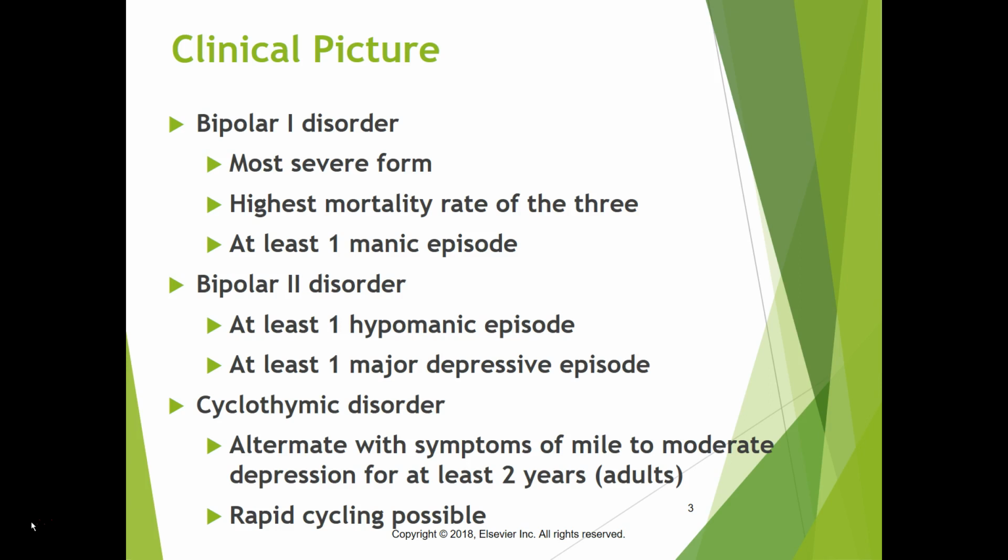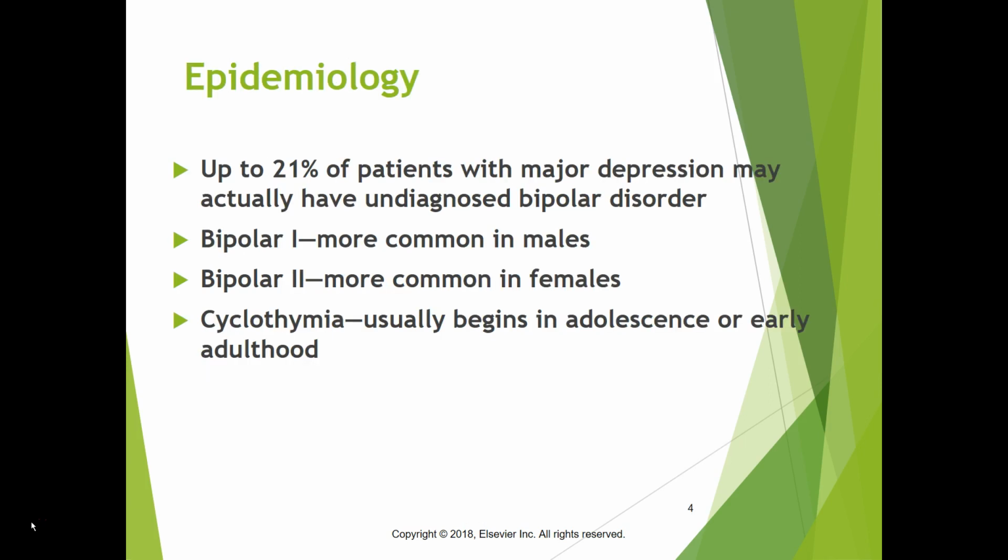There is rapid cycling also that is possible with bipolar disorder. And people that have rapid cycling really have very rapid changes in their mood. Some patients, it really varies quite a bit. Some patients can have changes within hours, days, weeks, just many, many times a year that they're alternating between periods of depression and periods of mania.